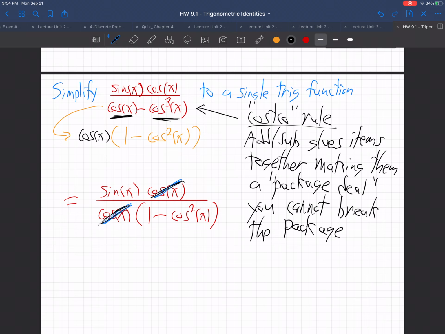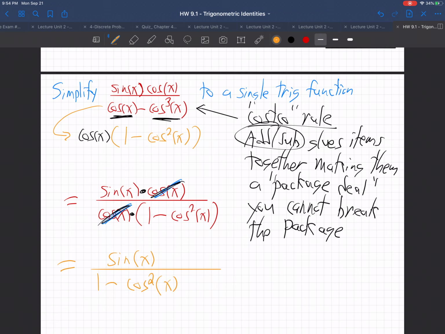Here and here, this is just times and this is just times. So I'm not breaking a plus or minus. It's adding and subtracting that's the glue. You can't break adding or subtracting, but you can break times. No big deal. That's not a glue bond. So there we go. So that's good. So where does that leave us? That brings us down here, and we have sine of x over 1 minus cosine squared of x.